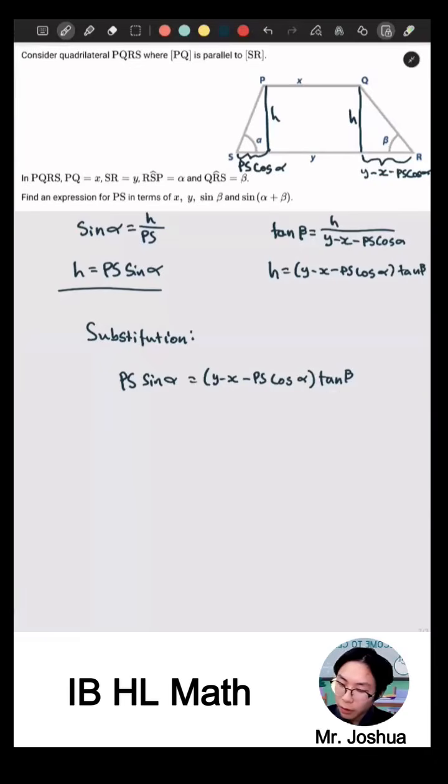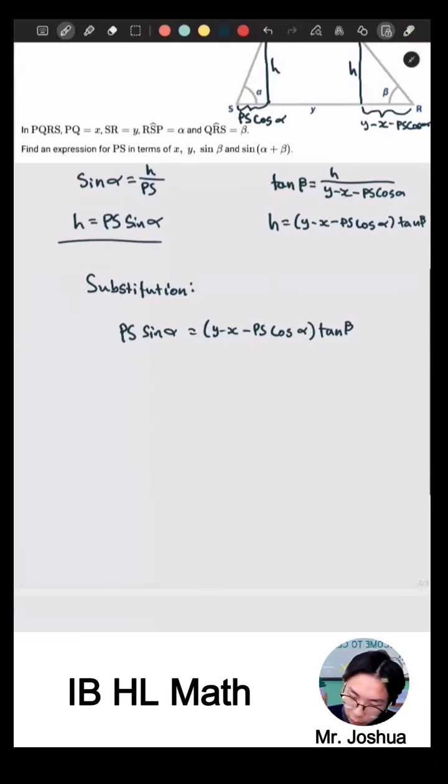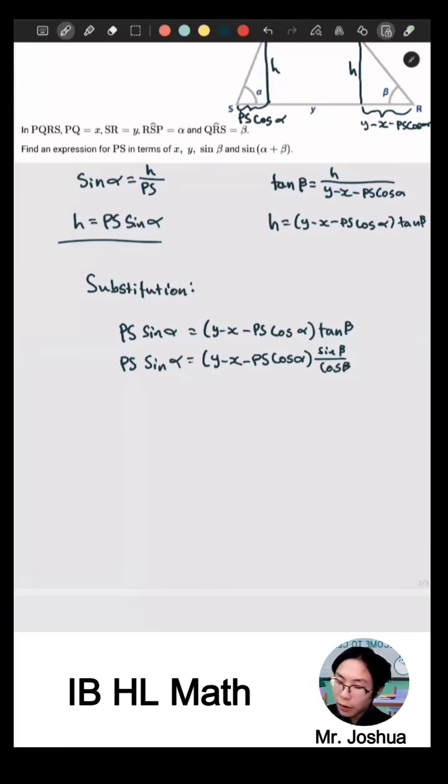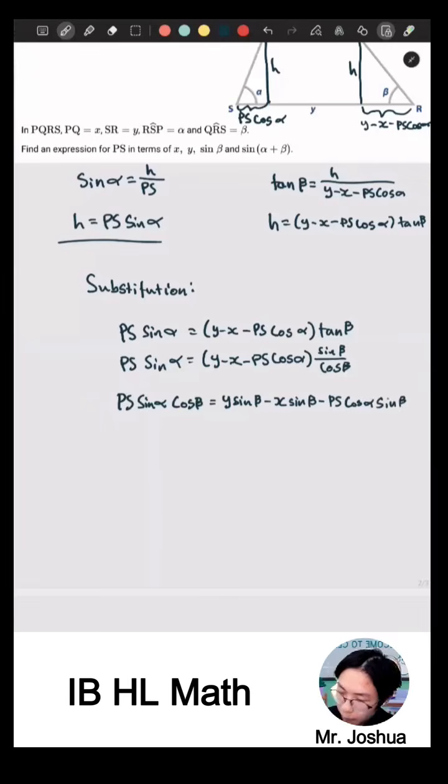Let's turn our tan beta into its equivalent, sine over cos. So we have PS sine alpha equals Y minus X minus PS cos alpha multiplied by sine beta over cos beta. Okay. Now we can move our cos beta to the left-hand side and distribute our sine beta into the right-hand side. So we will get PS sine alpha multiplied by cos beta is equal to Y sine beta minus X sine beta minus PS cos alpha sine beta. Okay. Now we can combine our PS terms together onto the left-hand side.